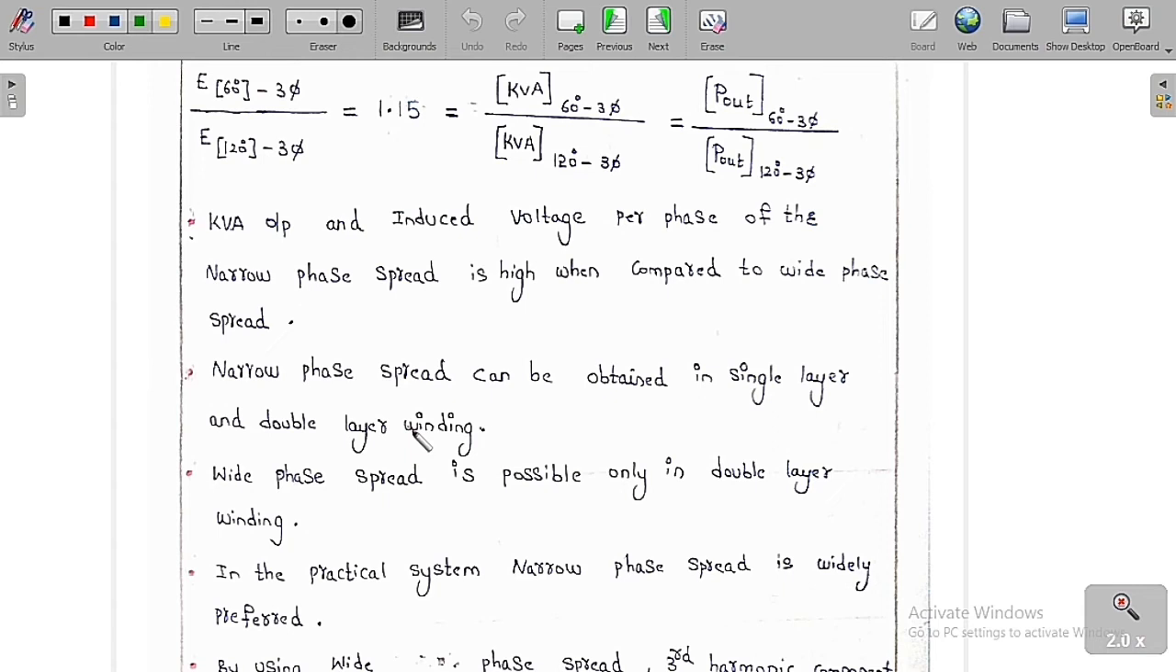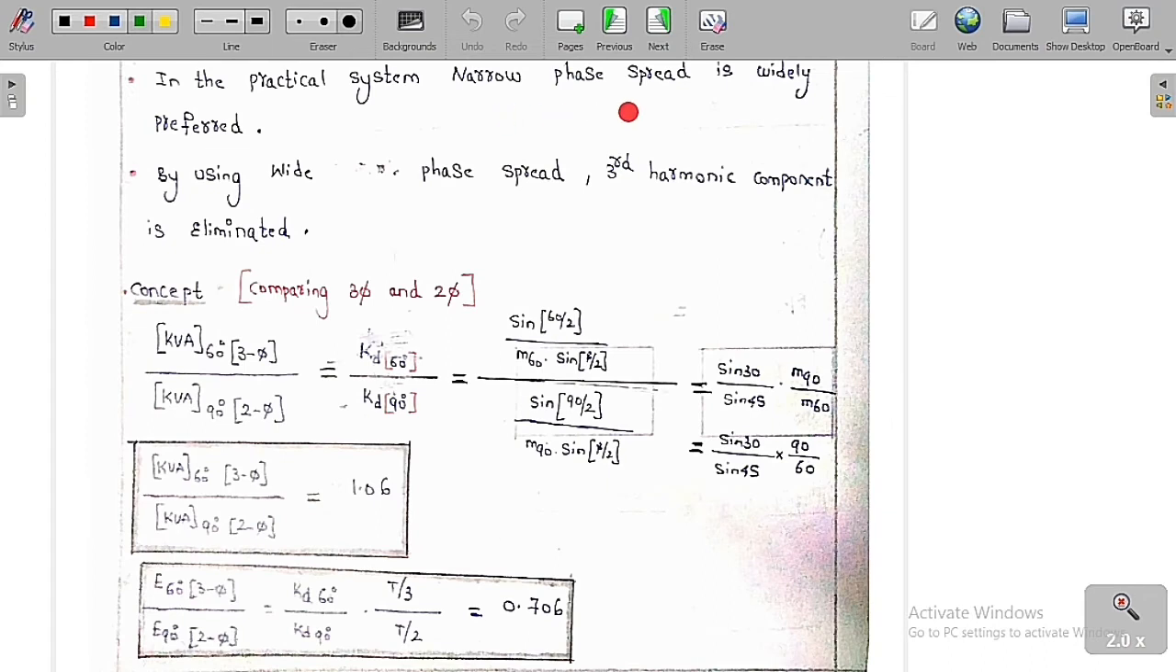So narrow faceplate can be obtained in the single layer winding and also the double layer winding, whereas the wide faceplate is possible only in the double layer winding. So in the practical system, narrow faceplate is widely preferred. In the practical systems, we prefer to use the narrow faceplate because, as I have already told you, in the narrow faceplate the amount of EMF induced, the amount of active power output given by the alternator and the amount of KVA rating of the machine is very high. That is the reason in the practical world we prefer the narrow faceplate rather than the wide faceplate, because of these many advantages.